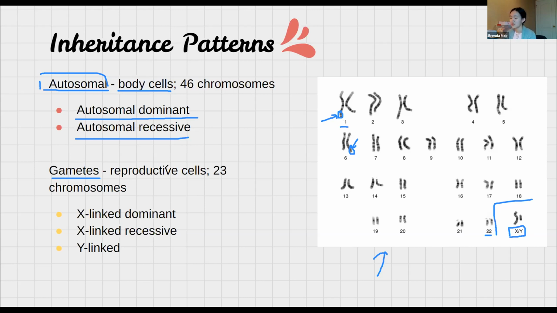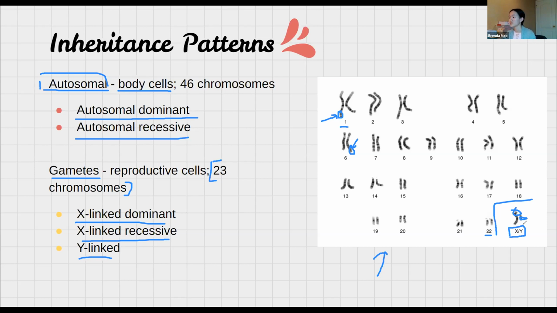However, gametes are the reproductive cells, so sperm in males and eggs in females. And they're special because they only have 23 chromosomes. And that is because we get half of our DNA from each parent. But anyway, the inheritance patterns underneath these would be X-linked dominant, X-linked recessive, and Y-linked. So for X-linked, the trait would be somewhere on this X chromosome right here, and the Y-linked trait would be sitting somewhere on the Y chromosome. And it's called linked because it is on that chromosome. So it is related to that chromosome, which is why I call it linked. Any questions?